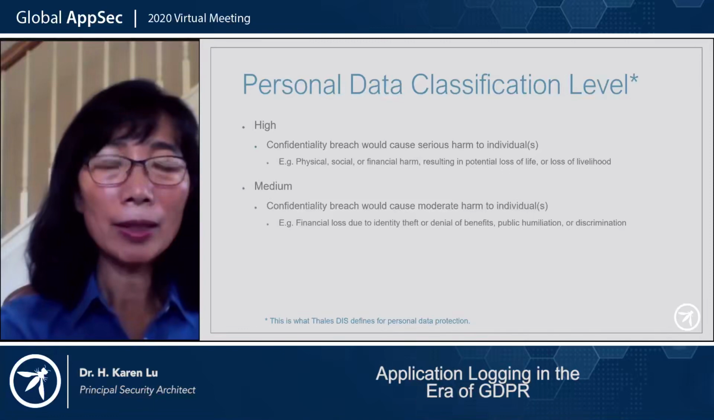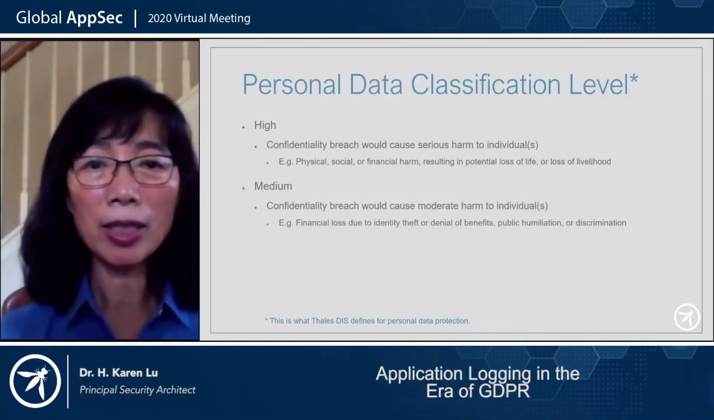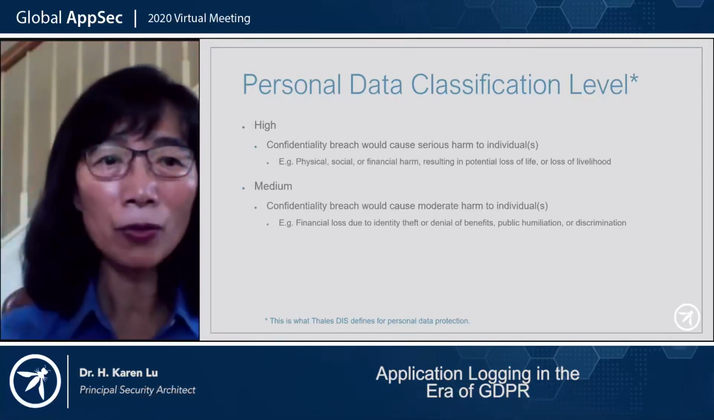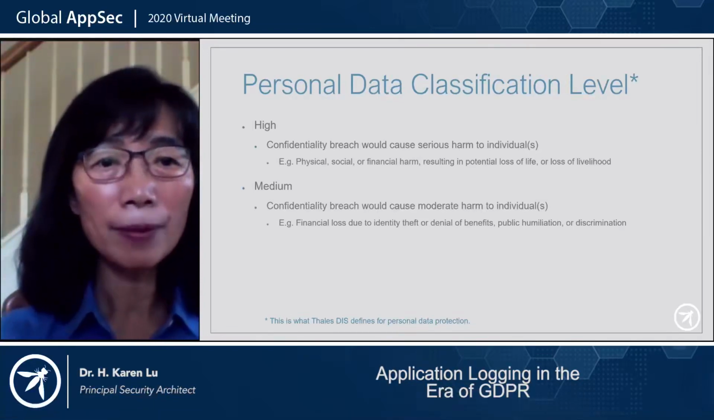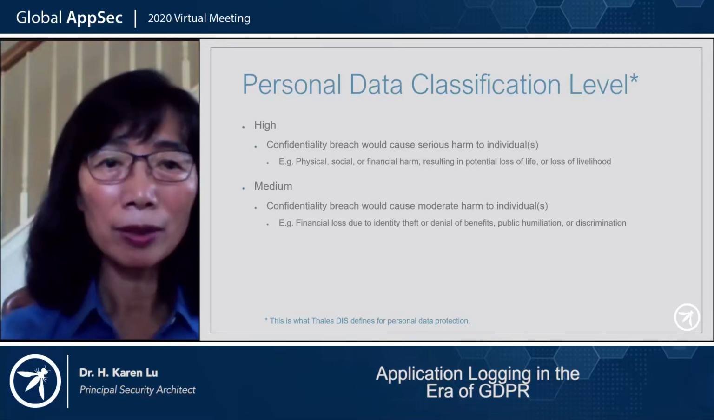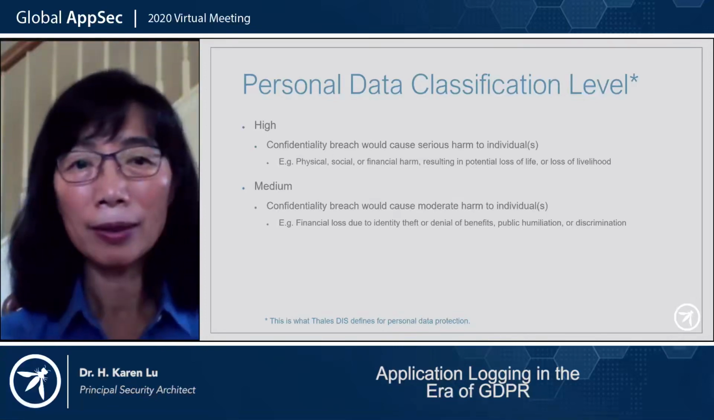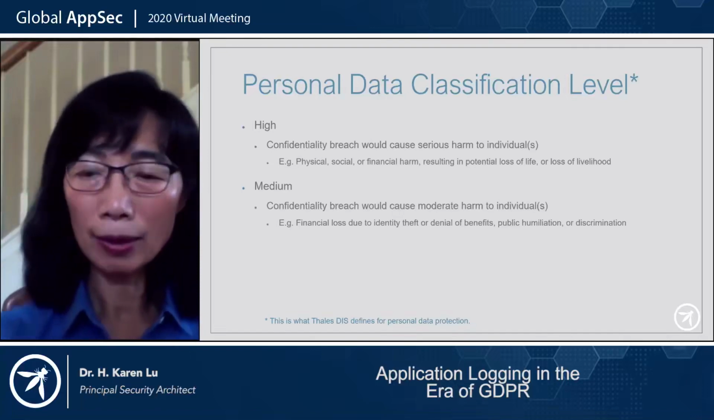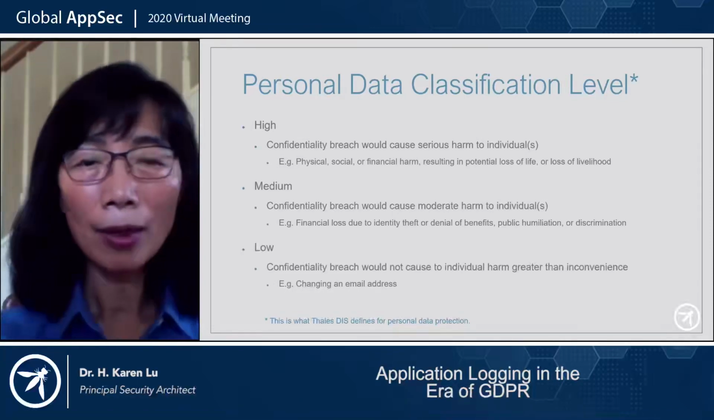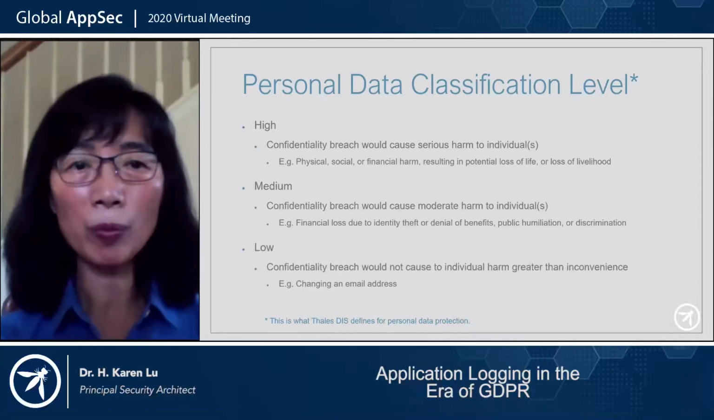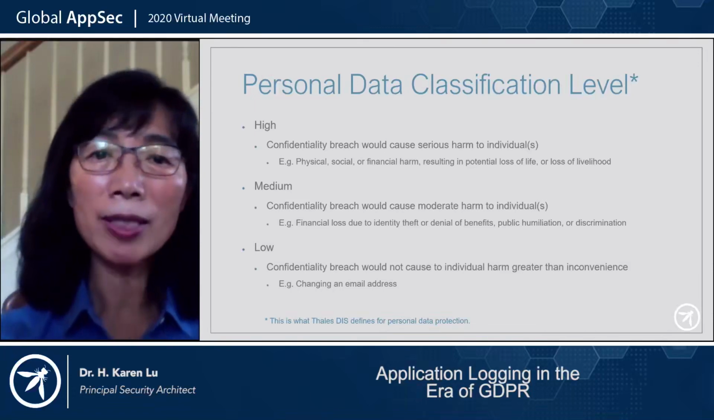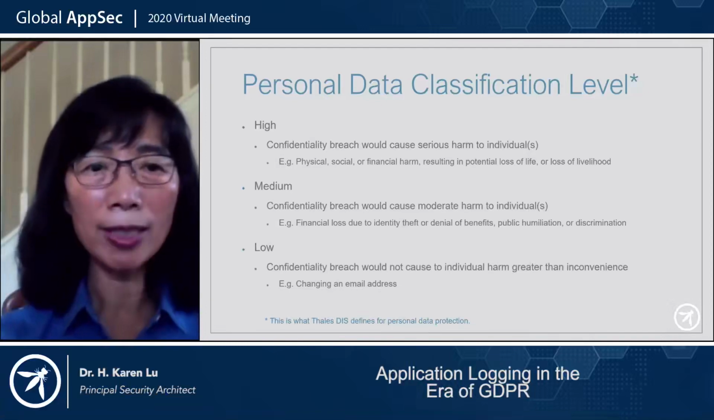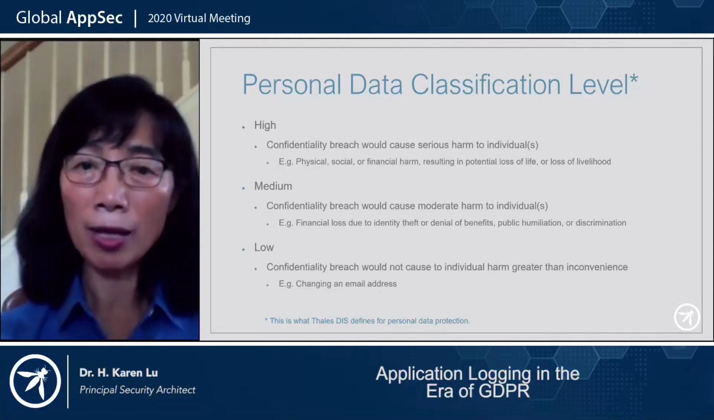For medium level, confidentiality breach would cause moderate harm to individuals. For example, financial loss due to identity theft or denial of benefit, public humiliation or discrimination. For the low level, confidentiality breach would not cause individual harm more than inconvenience. For example, having to change email address or password.